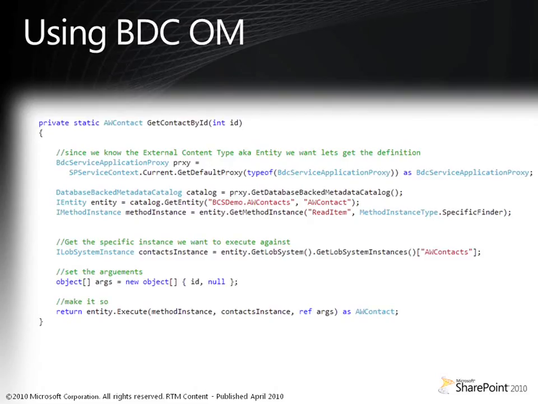Because we know the arguments required to make this call, we can simply build the object array and populate the arguments. You may note our method actually only takes one parameter, which is the ID of the object we want. However, if you look at the model, you will note there are actually two parameters, with the second being the return parameter.